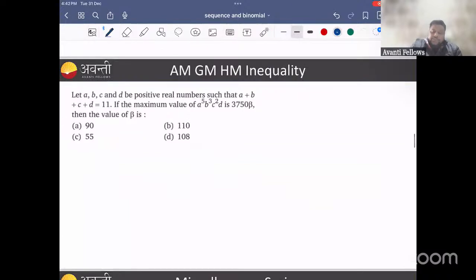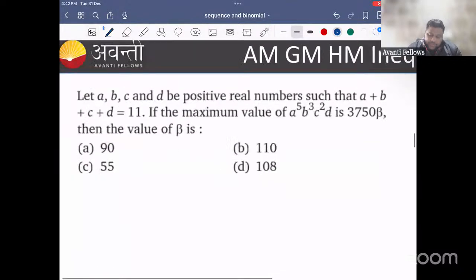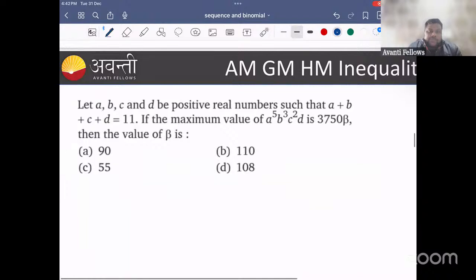Now, attempt this question. This is a previous year JEE Mains question. Like I think it appeared in 2024 or 23 only. Go for it. A, B, C, D are positive real numbers such that A plus B plus C plus D is 11. Find the maximum value of A to the power 4, B to the power 3, C square D.